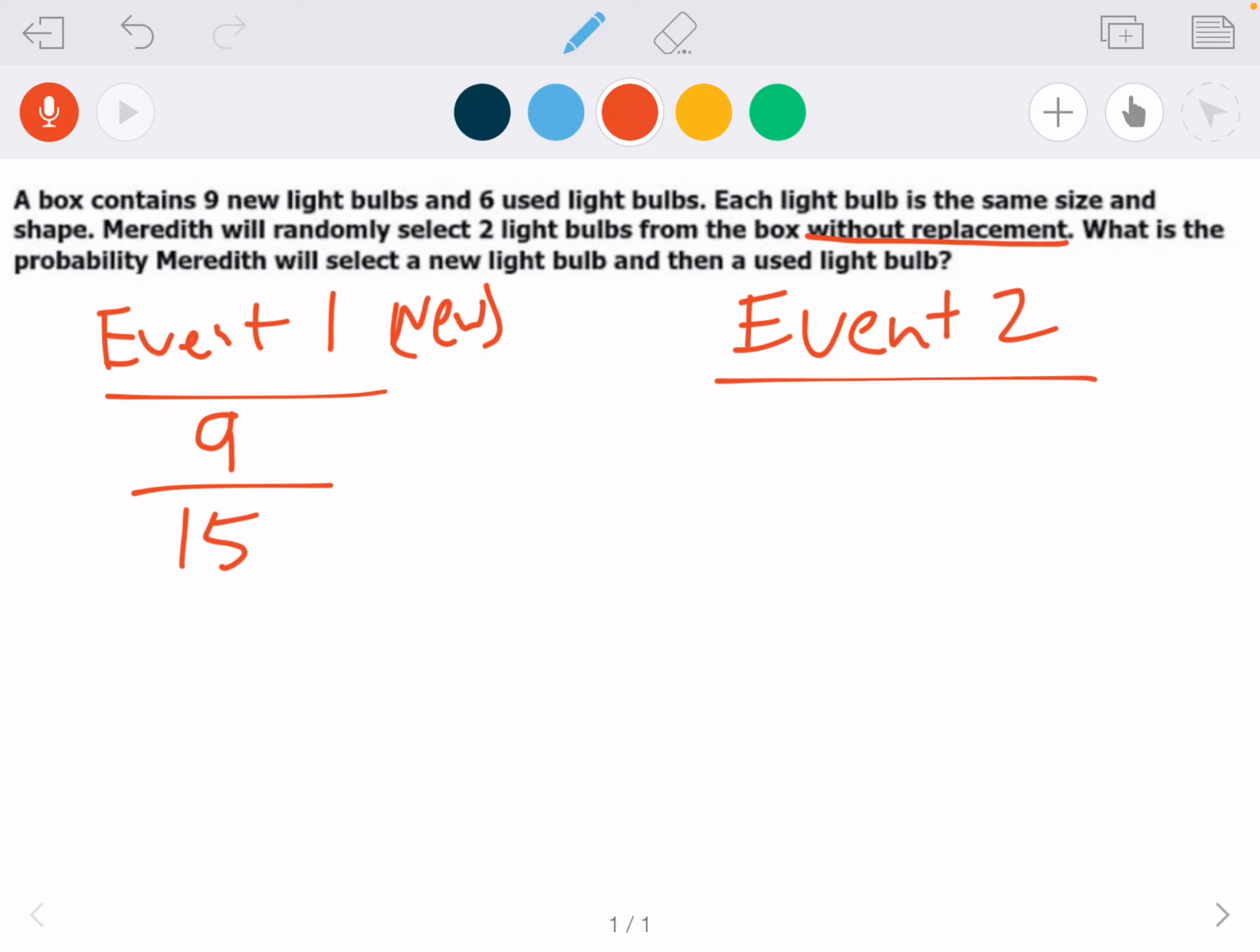Now, those keywords that I underlined, she took out the new light bulb and didn't put it back. So now the box no longer has 15 light bulbs because she took one out. So now there are 14 of them. She took the new one out, didn't put it back. So there was 15, now there's 14. So the second event, what is the probability Meredith will select a used light bulb? The first light bulb she picked was new, so that doesn't affect how many used light bulbs we have. It only affected the total. There are 6 used light bulbs. So Meredith has a 6 out of 14 chance to select a used light bulb.